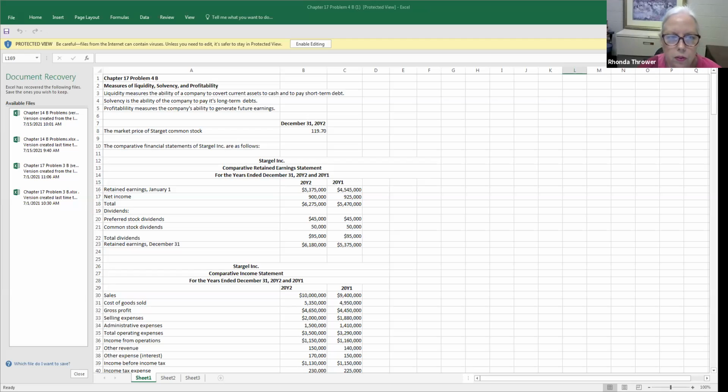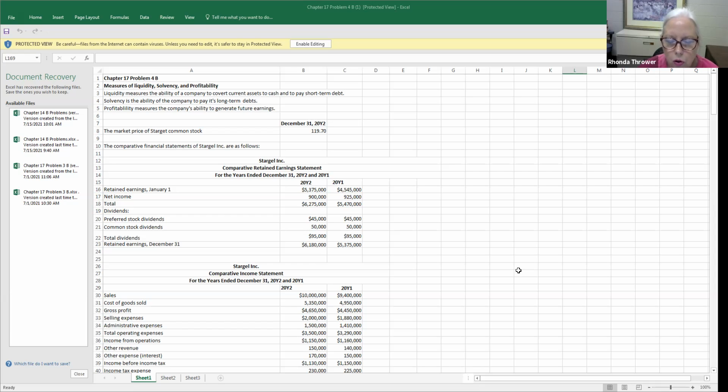You should be able to see chapter 17, problem 4B. And what we're going to be looking at in this particular problem is to analyze measures of liquidity, solvency, and profitability. And we're going to start by doing this first video for a measure of liquidity. In the second video, we'll be doing solvency, and in the third video, we'll be doing profitability analysis. So this is the first video for chapter 17, problem 4B.